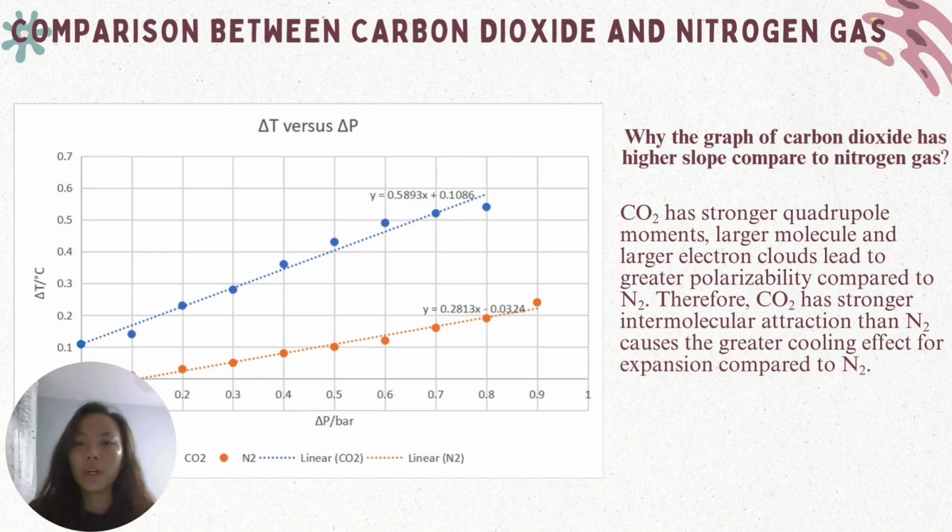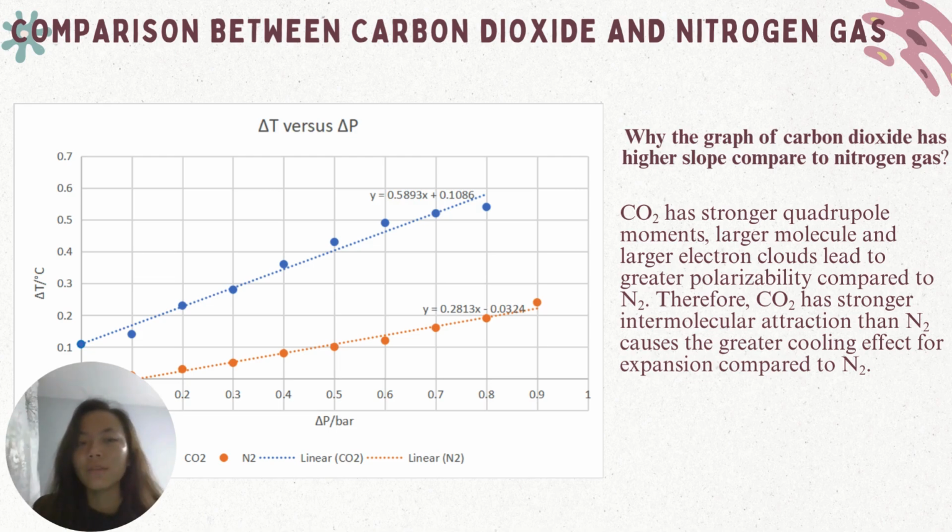Since we did this experiment with two different types of gas, carbon dioxide and nitrogen gas, we will do a comparison between these two. So we look at the graph. The blue line represents the carbon dioxide and the orange line represents the nitrogen gas. We found that carbon dioxide has a steeper slope compared to nitrogen gas.